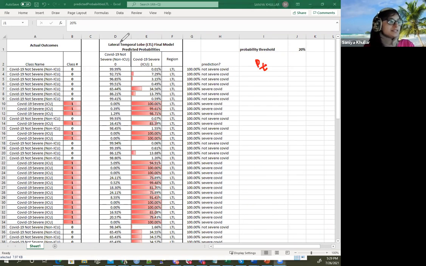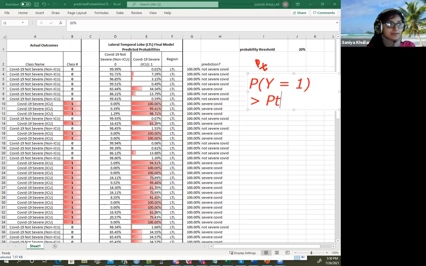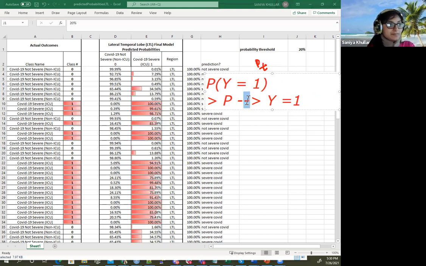So these are the predictions. If it's above the probability threshold of 20%, it is severe COVID. Otherwise, it's not severe COVID. If I use this threshold, but as you can see if I adjust this probability, so P(y=1), if it is greater than Pt, the threshold, then y equals 1. Otherwise, it's the other way around. So this should be greater than or equal to.